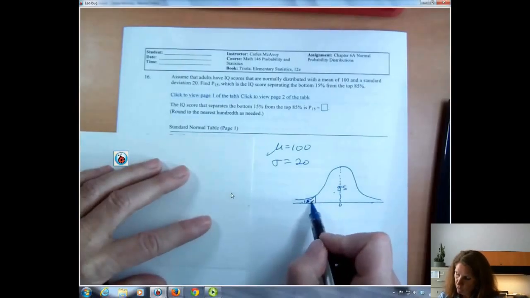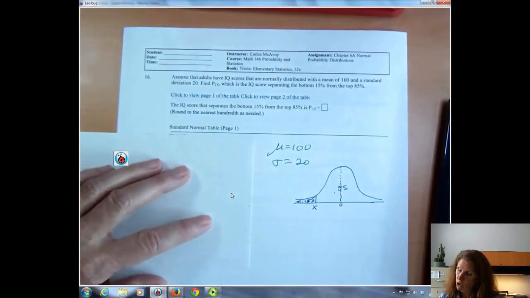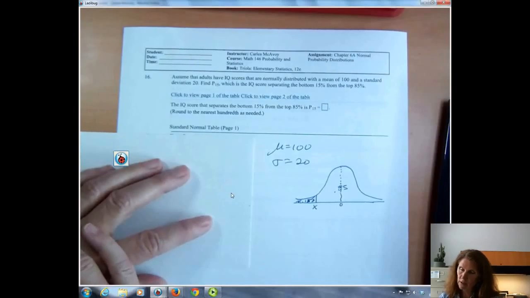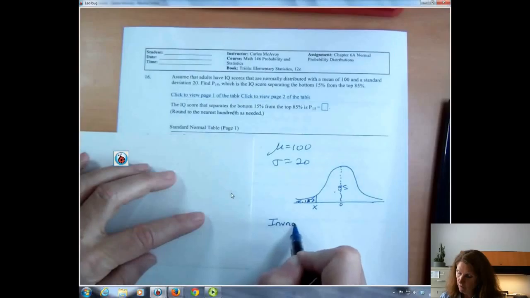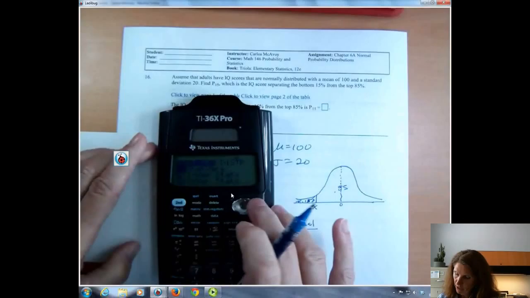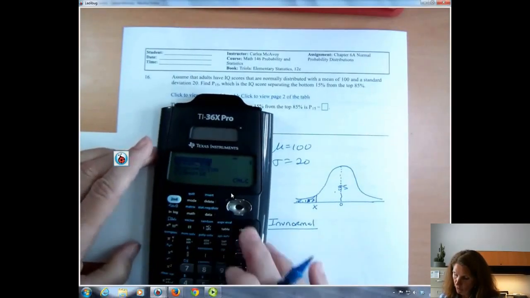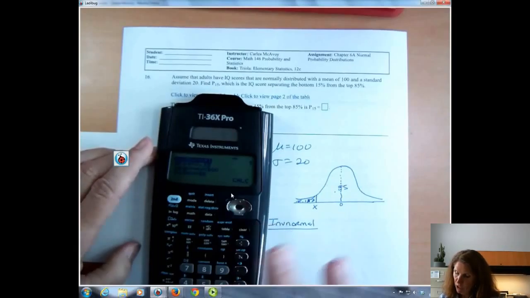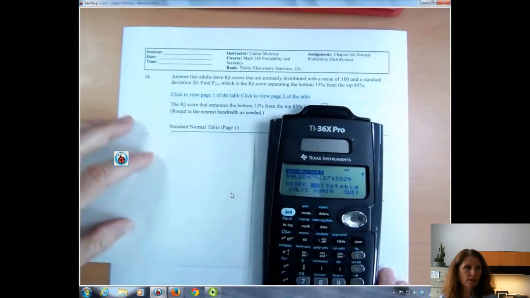So this is what we want to find, the area over here. If the area is 0.15, what's that score that you would have gotten there? In this case, what they gave us was the area, so we're going to use inverse normal. Second function data down to 3. Our area is 0.15. Our mean is 100, but our standard deviation in this problem is 20. So we get 79.27.